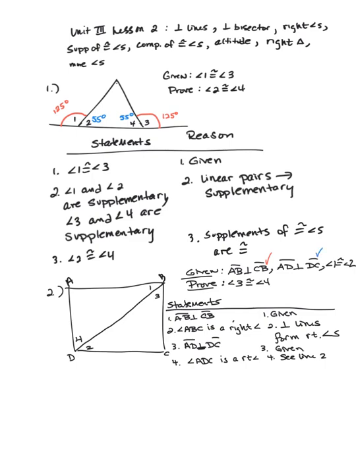Okay, so then I have that angle 1 is congruent to angle 2. However, I have angle 1 and angle 3 are going to be complementary because I have a right angle here, and so are angle 2 and angle 4. So it doesn't matter which one I put first. I'll put that they're complementary first. So line 5, angle 1 and angle 3 are complementary. Okay, the same thing with angle 2 and angle 4.